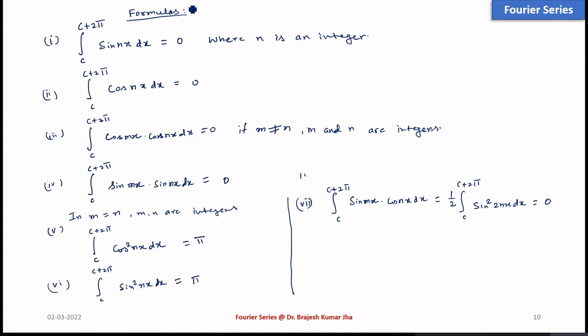Okay, so you must remember that the integrals of sin nx, cos nx, cos mx cos nx and sin mx sin nx, for m not equal to n, are all 0. If m is equal to n, then cos square nx is pi, sin square nx is pi, and sin mx cos nx is going to be 0.